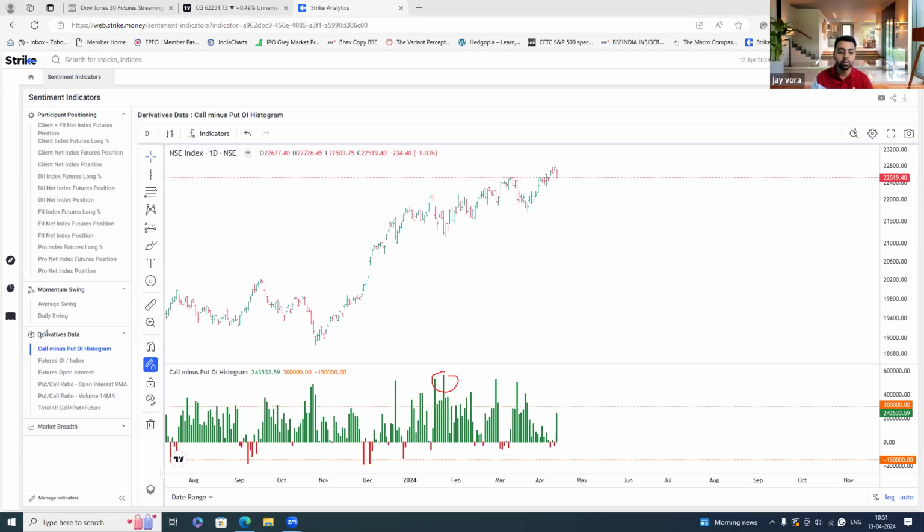But like I told you, this is an extremely short-term indicator, okay, which would be relevant from a day or two perspective. That's it. I mean, that's about it. You don't have to look beyond that.